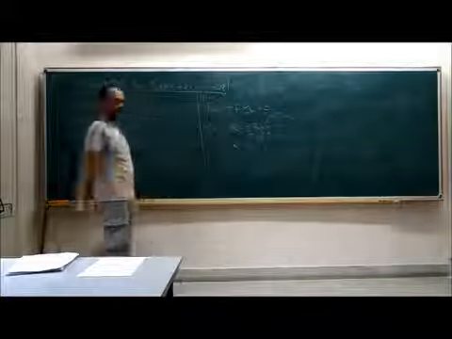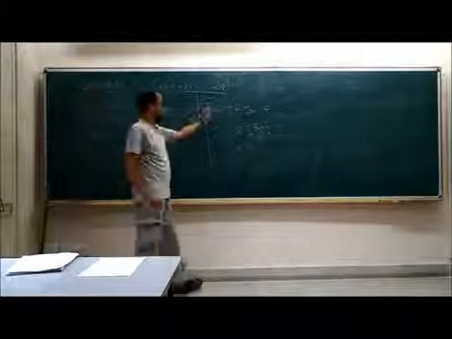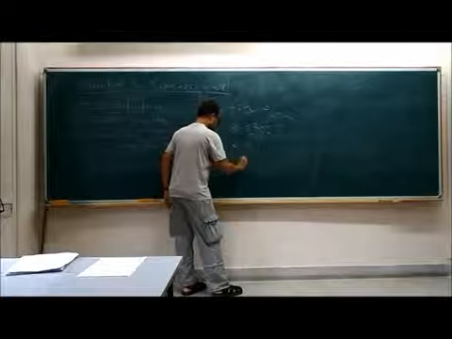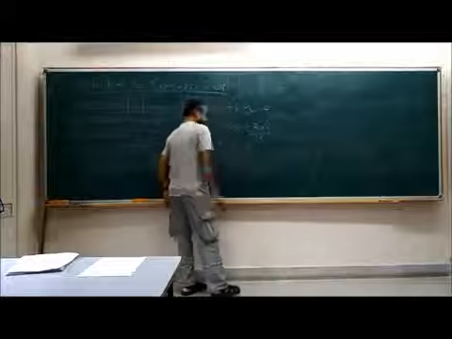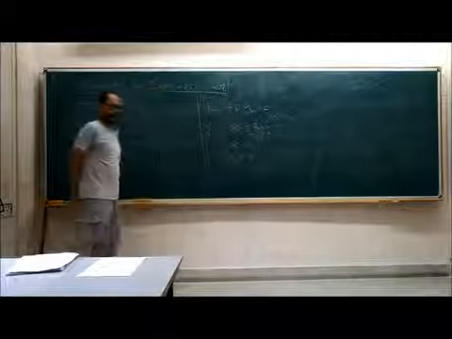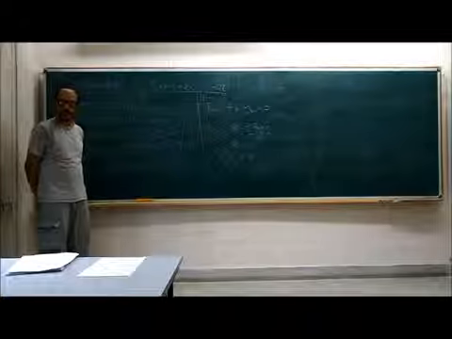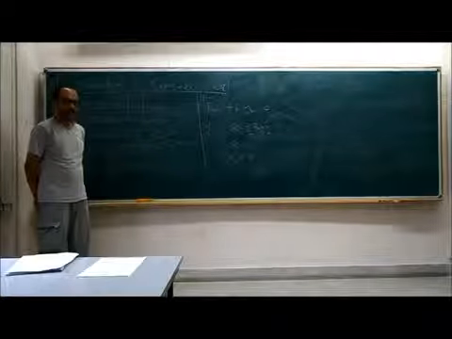And when you substitute it here, we get Einstein's equation as R mu nu equal to 0. So in the absence of source, Einstein's equation in four dimensions is equivalent to R mu nu equal to 0. Okay, so this is the equation you have to solve.